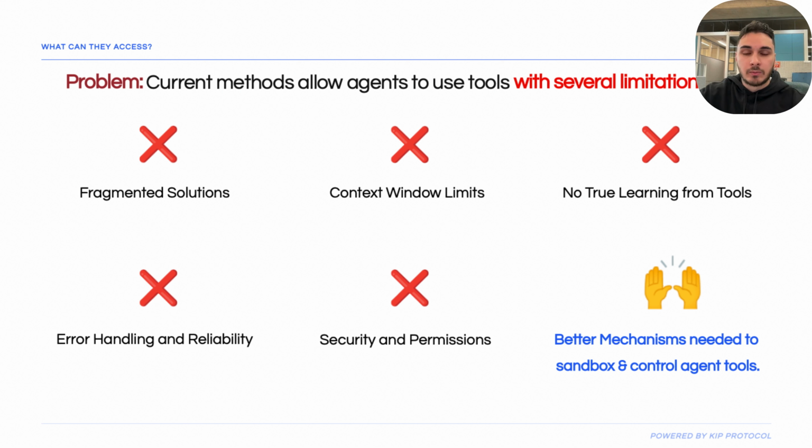These limitations highlight why simply giving an agent a tool isn't the whole story. We need better infrastructure, similar to what MCP aims to provide, and new ideas to overcome these issues.